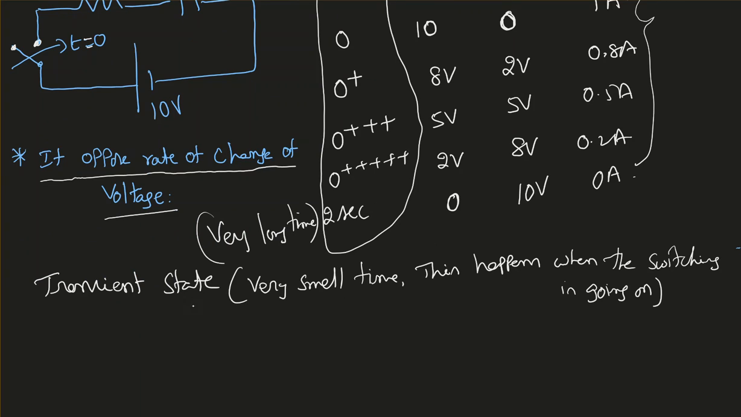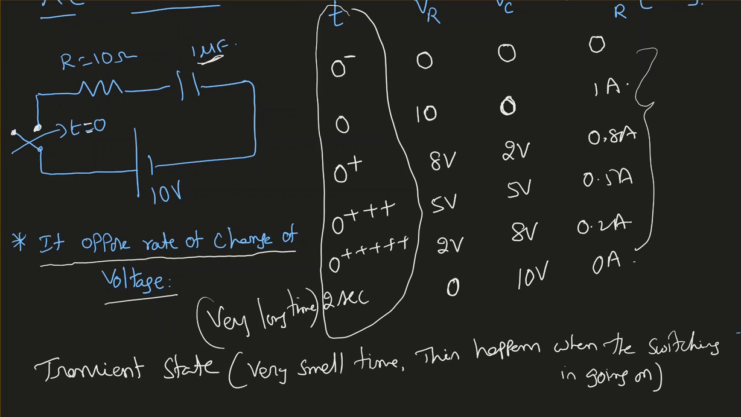So transient state is nothing but a very small time frame, and this happens when the switching is going on. When I turn on the switch, turn off the switch, in transient state the capacitor is going to start charging. It will act like a short circuit and it allows the current.